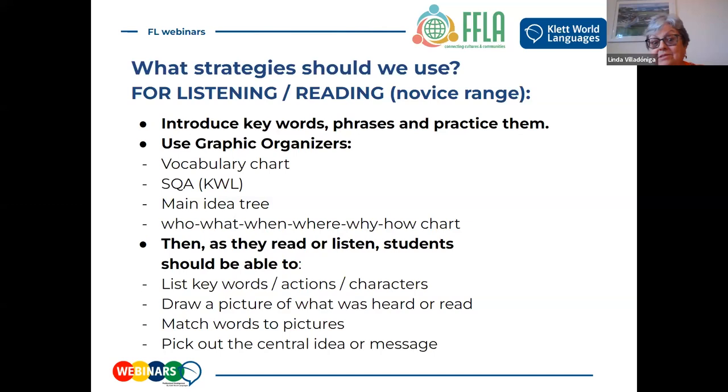Pick out the central idea. They should be able to tell you what the general idea of the conversation, video, audio clip, or reading was. This is all for novice range. Now, they're not in-depth readings, not in-depth conversations, but it certainly helps them to make connections.